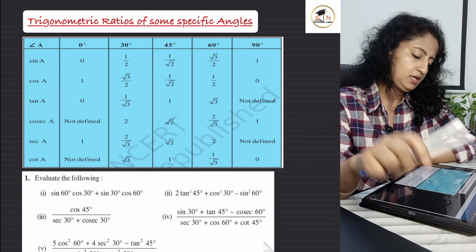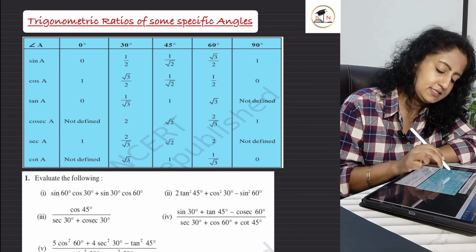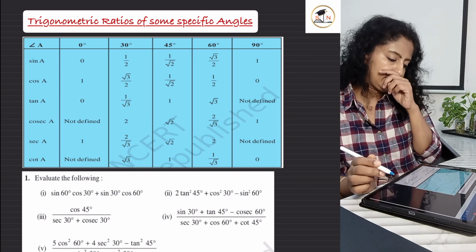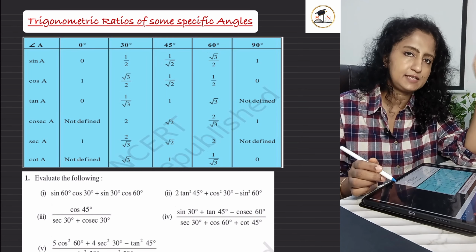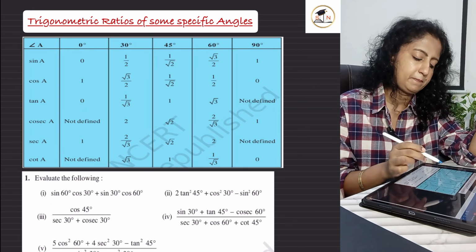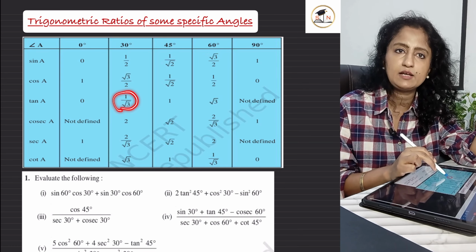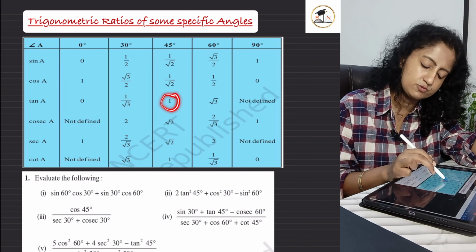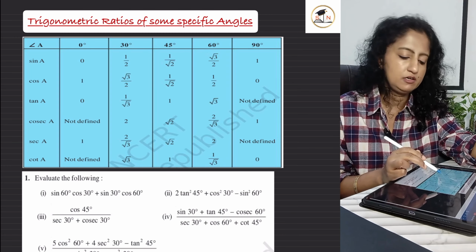Okay. Now, next, tan. Tan 0 is 0. There is another reason why tan 0 is 0. Because tan is sine by cos. Sine 0 is 0, so tan is also 0. Okay. After that, the value of tan 30 is 1 by root 3. We had calculated. Tan 45 is 1. Tan 60 is root 3. We calculated 3 values, right?